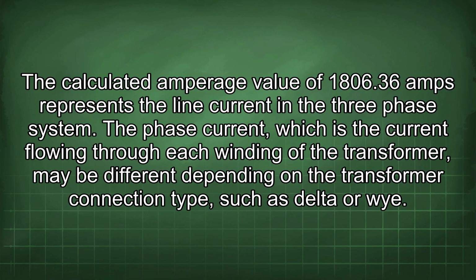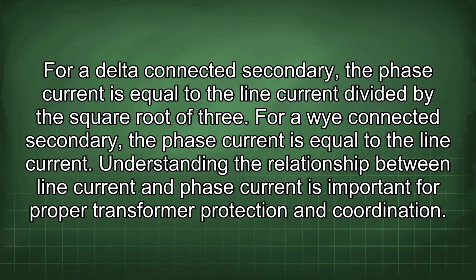The calculated amperage value of 1806.36 amps represents the line current in the three-phase system. The phase current, which is the current flowing through each winding of the transformer, may be different depending on the transformer connection type, such as delta or Y. For a delta-connected secondary, the phase current is equal to the line current divided by the square root of 3. For a Y-connected secondary, the phase current is equal to the line current. Understanding the relationship between line current and phase current is important for proper transformer protection and coordination.